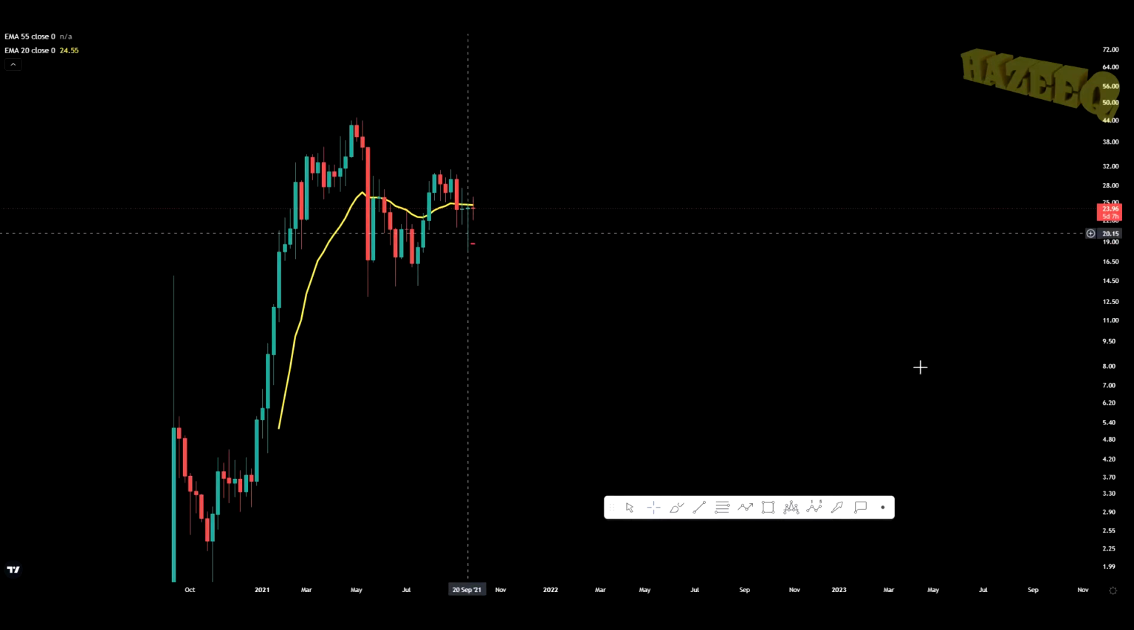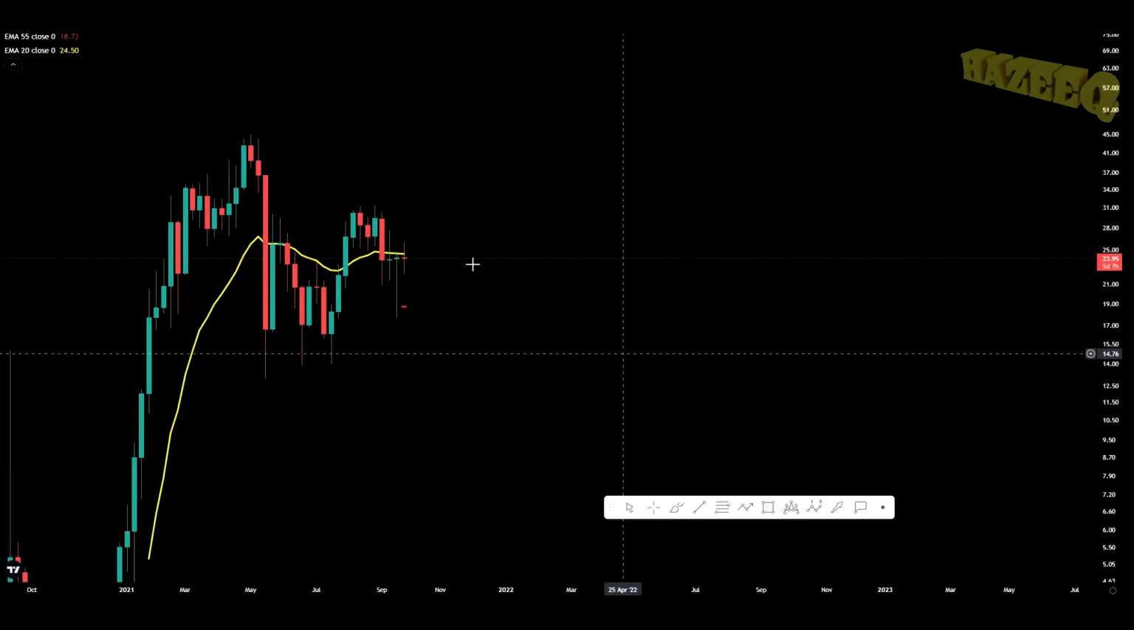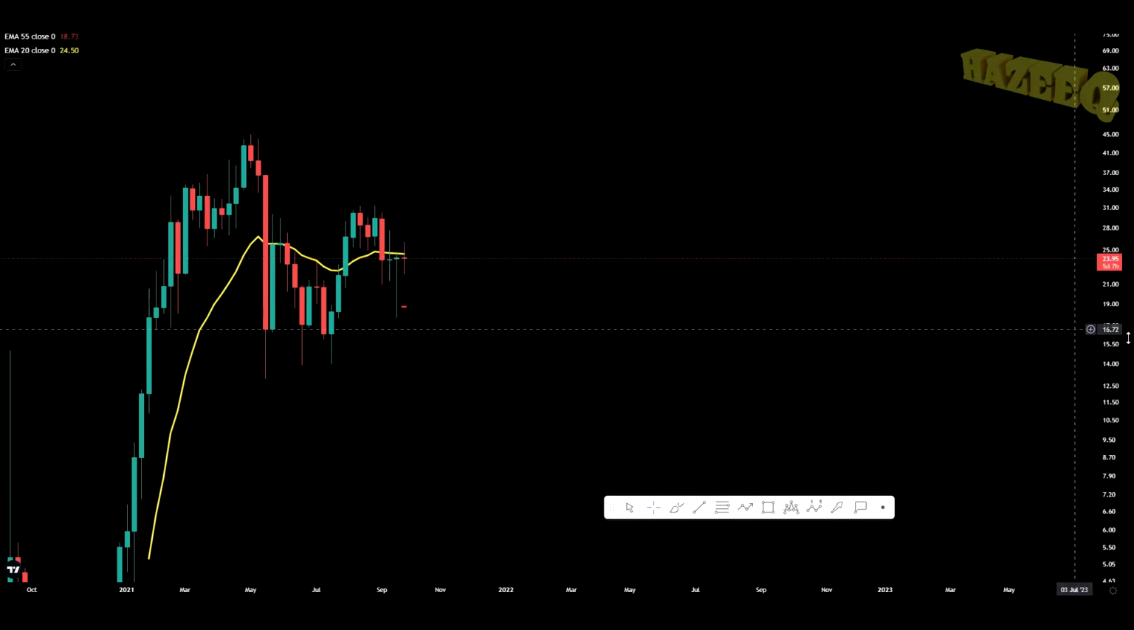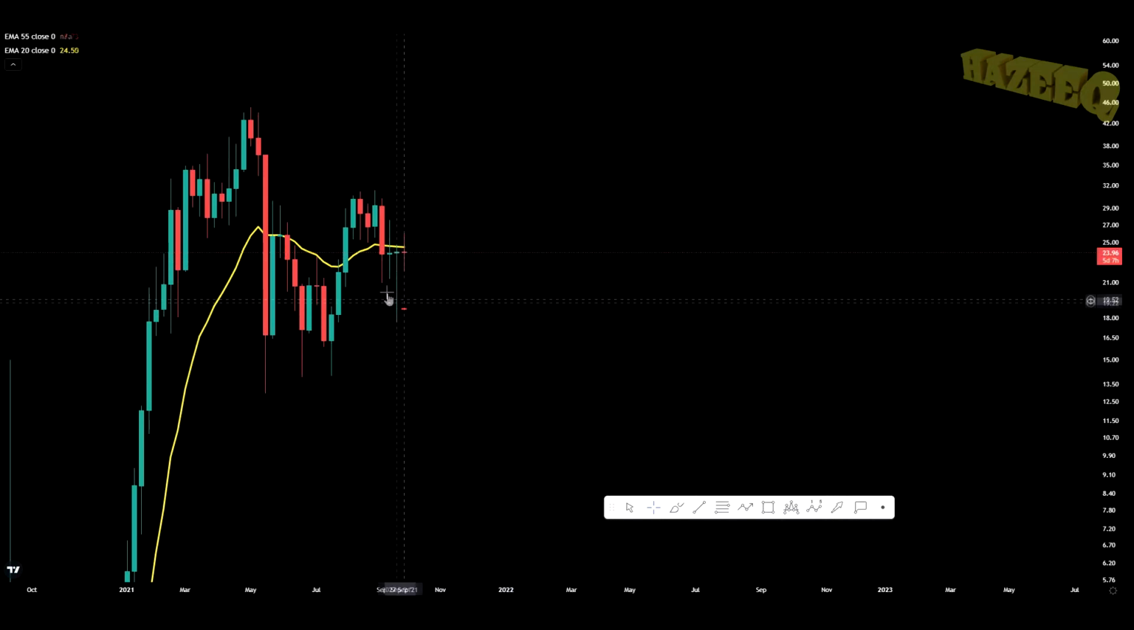So looking at the weekly chart, we have actually opened up a candle below the 20 EMA, which is bearish, okay? So we're going to be bearish, I think, for the next week on all of crypto until we get to October, and I think that's when we're going to start the rally, okay?